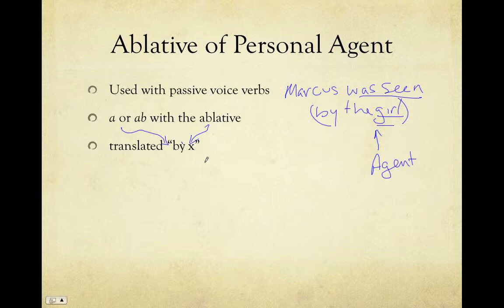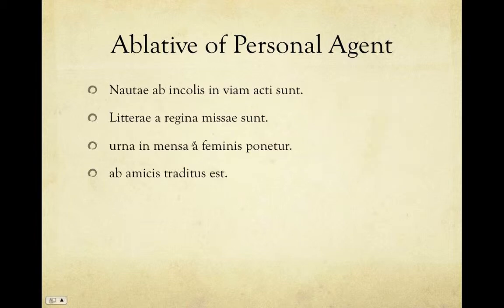So let's take a look at a couple of examples. These are all modified from Latin: An Intensive Course. So we get nautae ab incolis in viam acti sunt. There's our passive voice verb, acti sunt, and our subject nautae, so the sailors have been driven. Because we have a passive voice verb, we want to look for an ablative of personal agent: ab incolis, by the inhabitants. So the sailors have been driven by the inhabitants into the road.